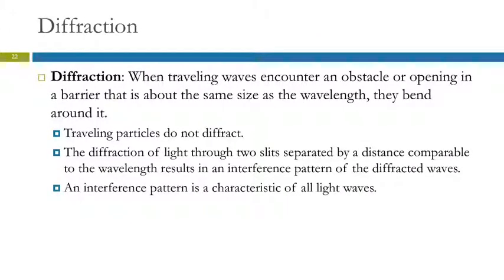Another thing that waves do is diffraction. When traveling waves encounter an obstacle or an opening in a barrier that's similar in size to the wavelength, they can bend around it. Traveling particles don't do this, but waves do. So the diffraction of light through two slits separated by distance comparable to the wavelength results in an interference pattern. And that interference pattern is a characteristic of all light waves.